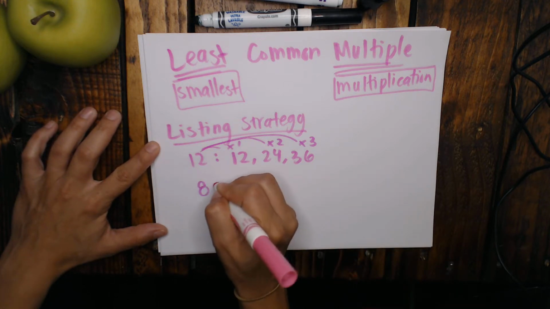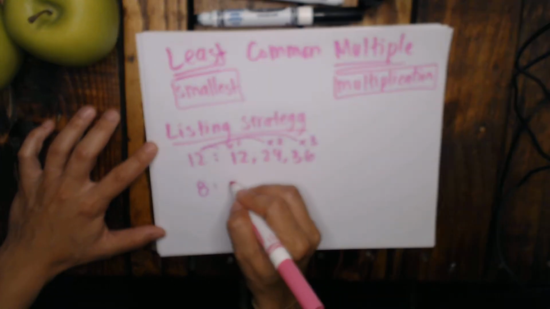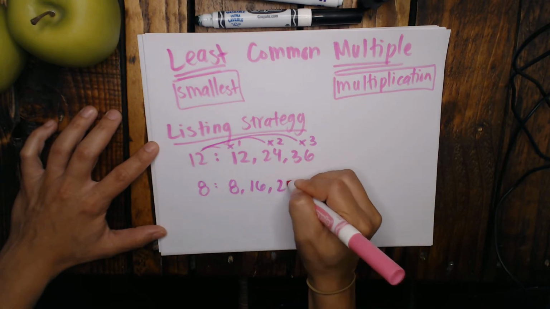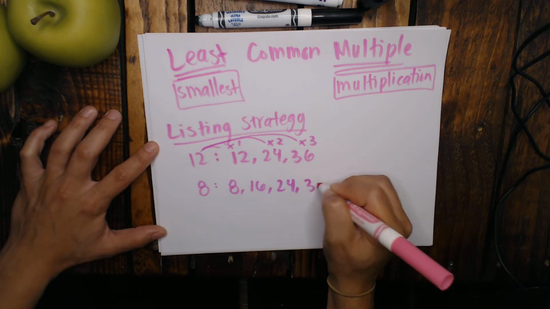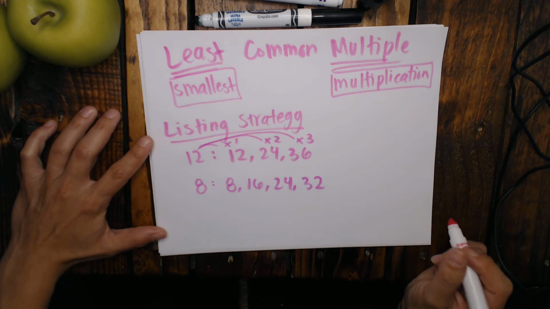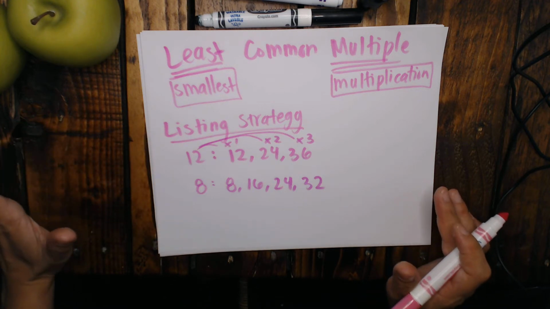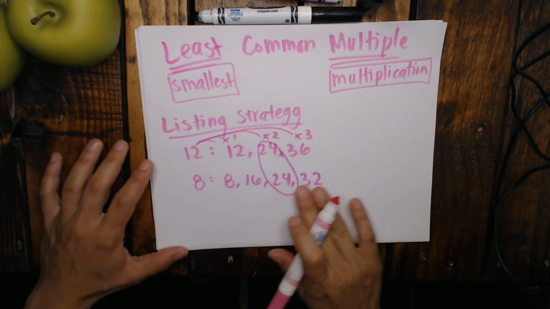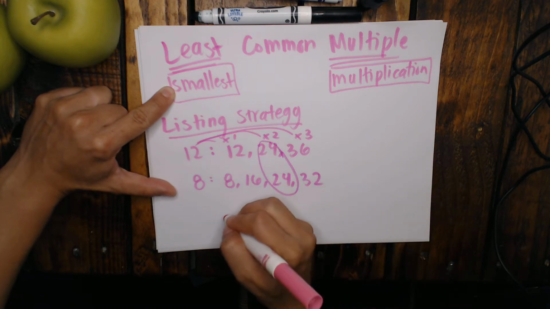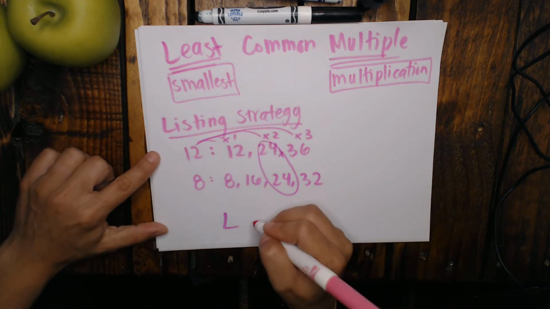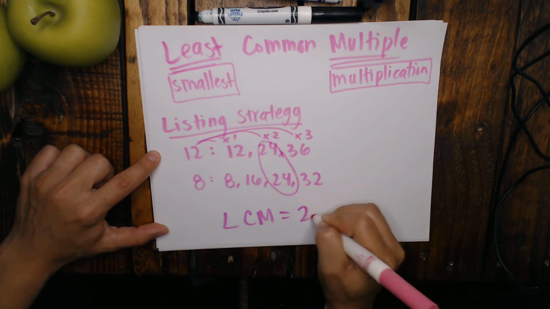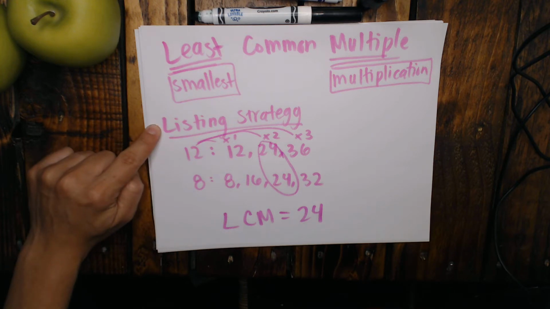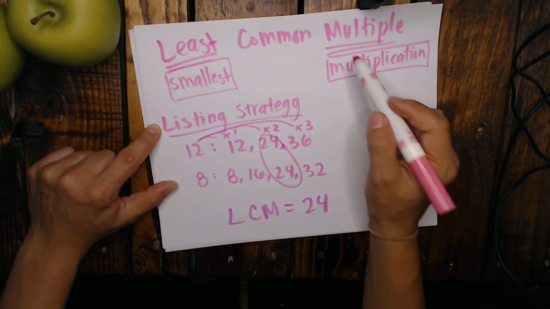I'm going to do the same strategy for the number 8. So 8 times 1 is 8. 8 times 2 is 16. 8 times 3 is 24. And 8 times 4 is 32. I could stop there because I have found 1 number in common between the 2 of them, and that is going to be 24. Again, I don't want to go on because I'm looking for the smallest multiple. So I can abbreviate least common multiple as the LCM would equal 24 for the examples of 12 and 8. So again, same strategies we use in greatest common factor, but now we're looking at the multiples.